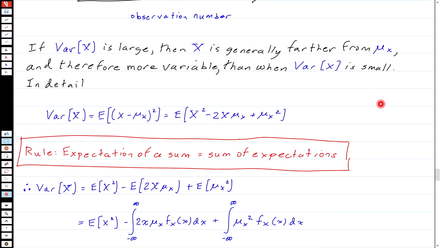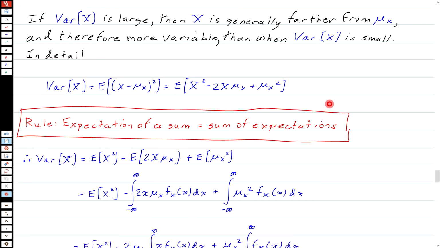Okay, so where are we at? Expectation of a sum. So same thing here. This expectation is an integral. It'll be the integral of little x squared minus 2 times little x times mu of x plus mu of x squared, all times f of x dx. And then I can break it up at each of the minus and the plus signs. In other words, variance of x is the expected value of x squared minus the expected value of 2x mu of x plus the expected value of mu of x squared.